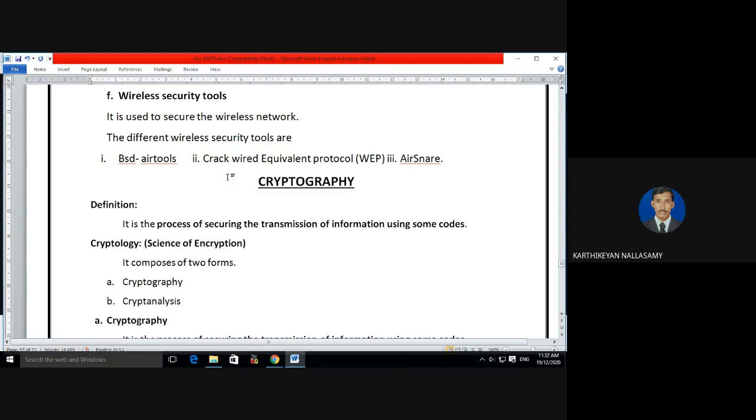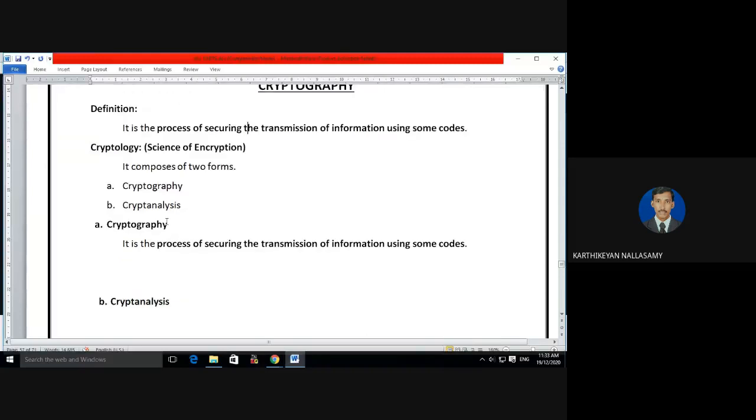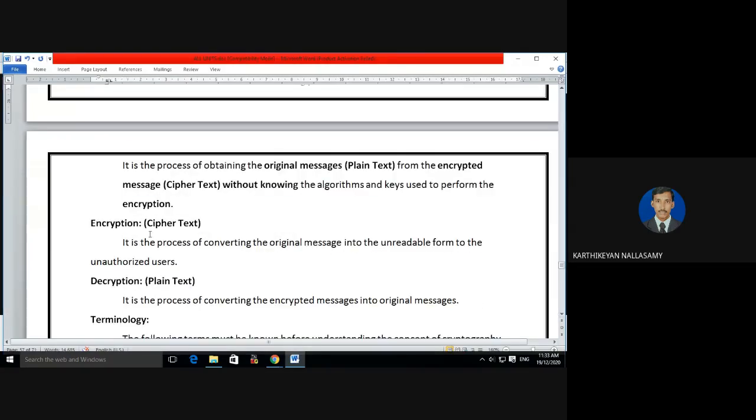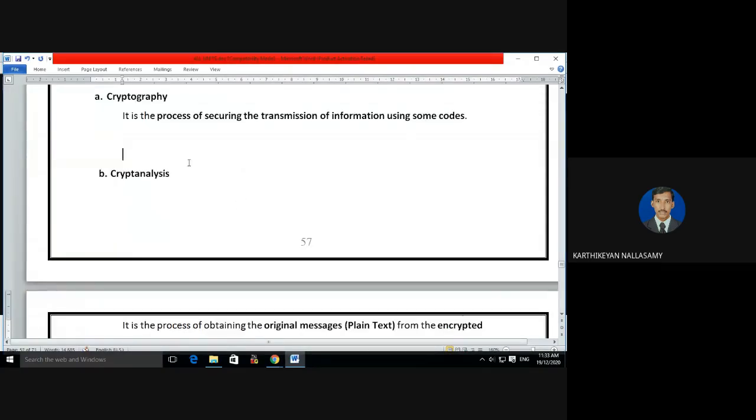Clear? Okay. So you know what cryptography is? There are two terms we have: cryptography and cryptanalysis. Cryptography means securing the transmission of information by using different codes and different methodologies. Cryptanalysis means that we get the plain text from a ciphertext without knowing the algorithms and keys. That is called cryptanalysis.